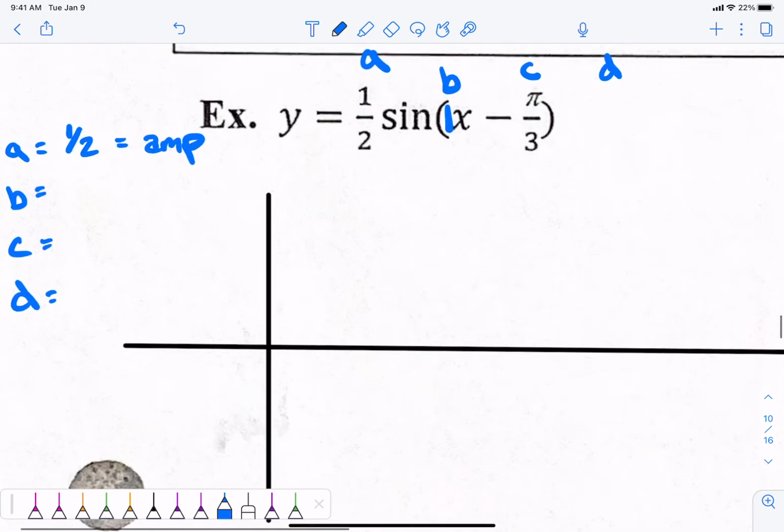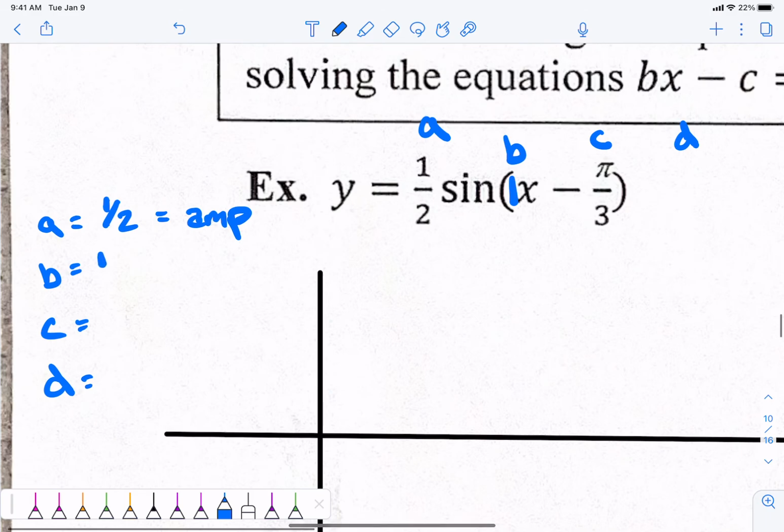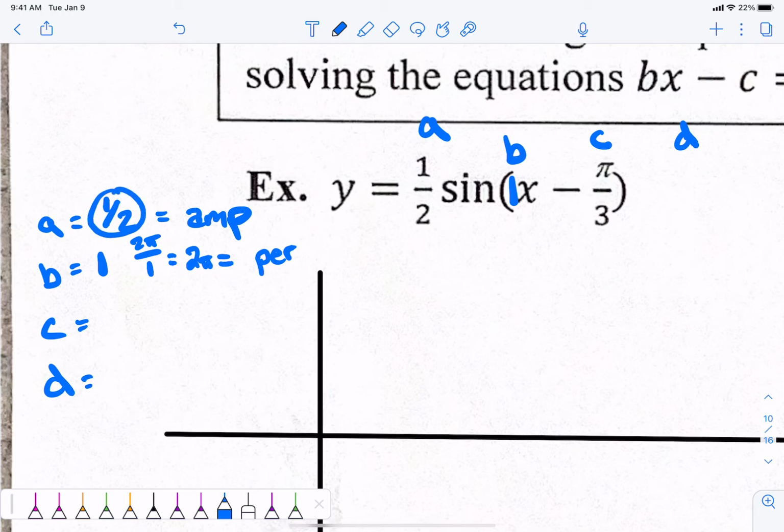Okay, so that's how tall he is. B is 1, and that number tells me what my period is. I do 2 pi divided by B to get the period, which is 2 pi over 1. So the period is just 2 pi. Okay, so I know my amplitude is 1/2. My period is 2 pi still.